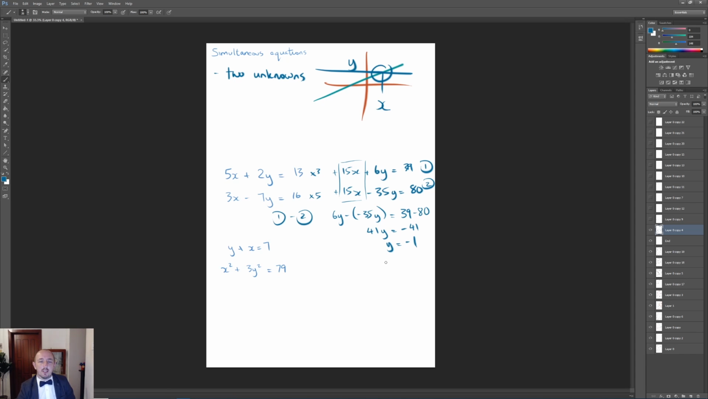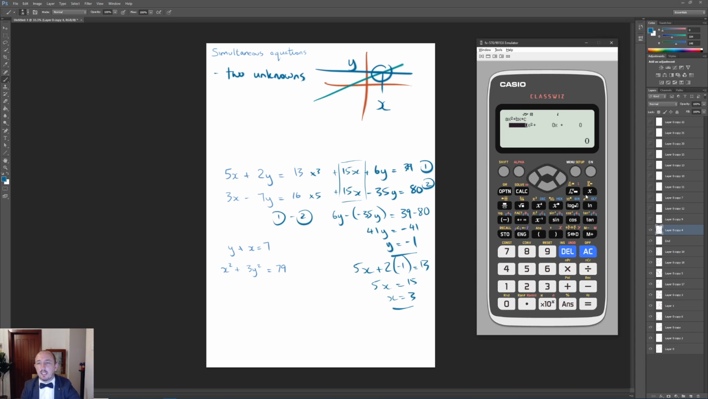Once I have my y, I substitute into x, and either of these equations, and I will find out my x. So I'm going to go into the first equation here. 5x plus 2 lots of y equals 13. 5x equals 15, so x equals 3. Get my two coordinates there. So 3 comma minus 1 is where those two graphs intersect.